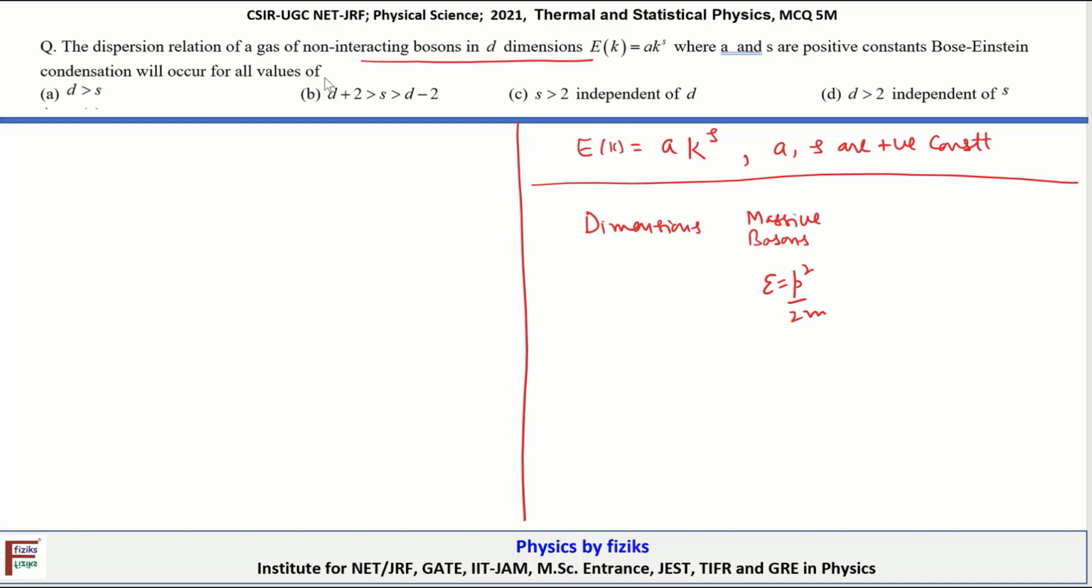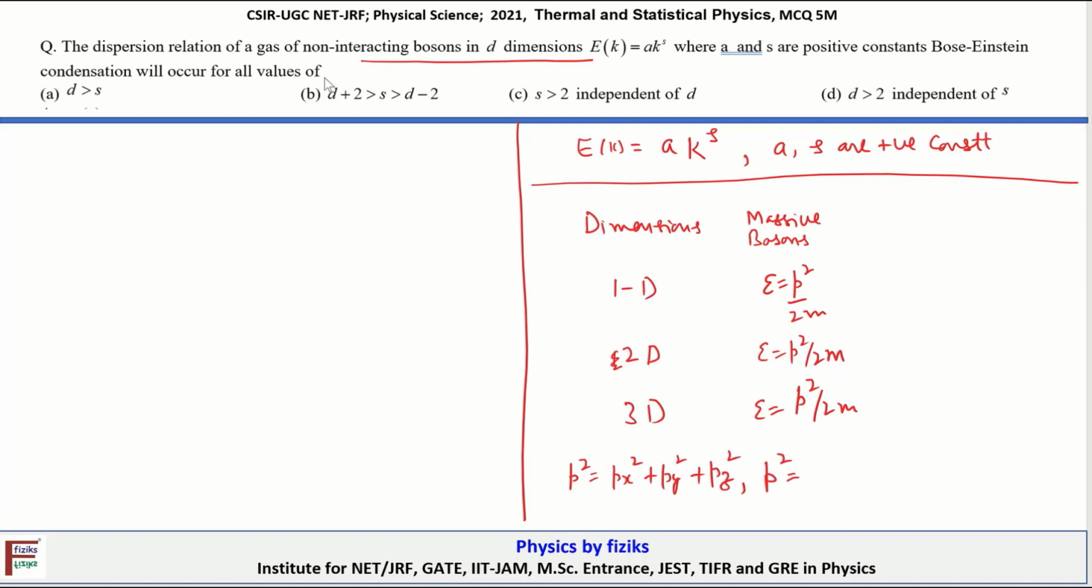So if you just talk about 1 dimension, 2 dimension, and then 3 dimension case, in all these cases the dispersion relationship is given by the same result, p square by 2m, and in 3 dimension also this is p square by 2m. The only difference is that in 3 dimension we will have 3 components. For instance, p square in 3 dimension is equal to px square plus py square plus pz square, and in 2 dimension p square is equal to px square plus py square, whereas in 1 dimension p square is equal to px square. So it's only motion along 1 dimension.